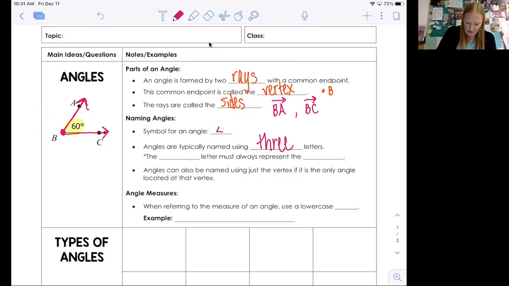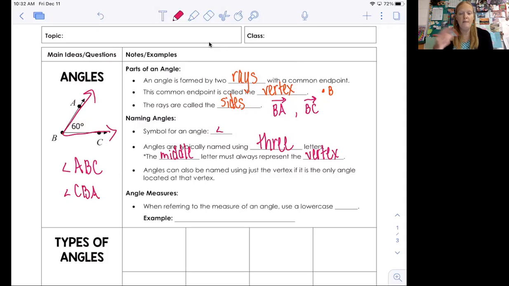Okay. So the middle letter must always represent the vertex. So we would call this angle ABC. We could also call it angle CBA. Notice the B's in the middle because that's the vertex. And the way that I named that is I'm saying start at A, go to B, end at C. So there's my angle. Or I could say start at C, go to B, end at A. You still get the same angle. Angles can be named, like I said earlier, with just one letter if there's only one angle.